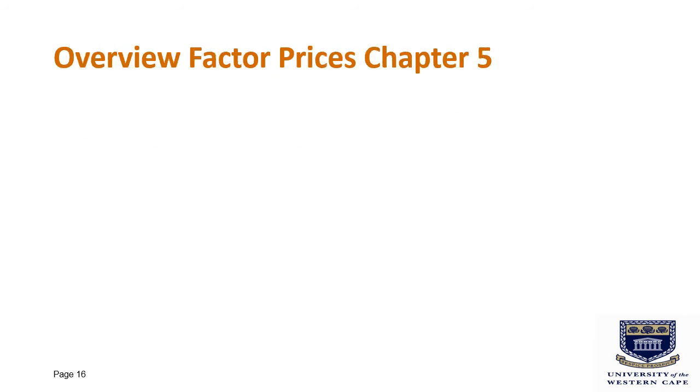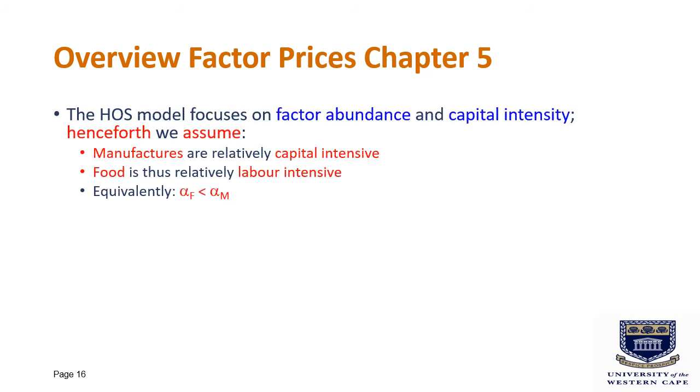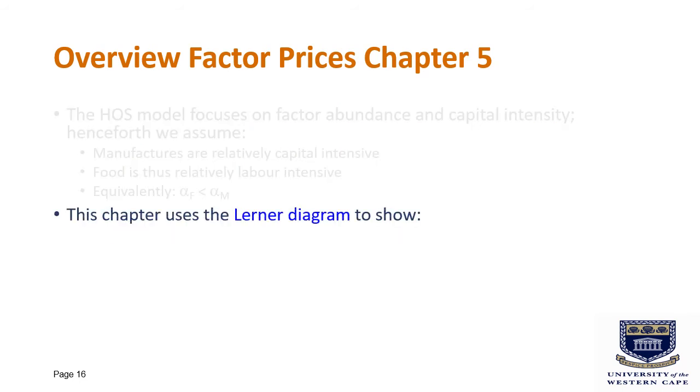Finally, moving to chapter 5, an overview of what we're going to look at. We saw with the HO model that it focuses on factor abundance and capital intensity. Henceforth, we will assume manufacturers are relatively capital intensive. As you've seen with my discussion, you will probably see that I have already assumed that. We also see that food is relatively labor intensive, or equivalently, the alpha value of food is less than the alpha value of manufacturers.